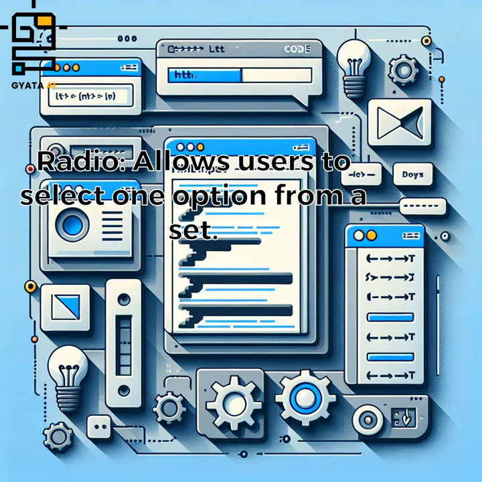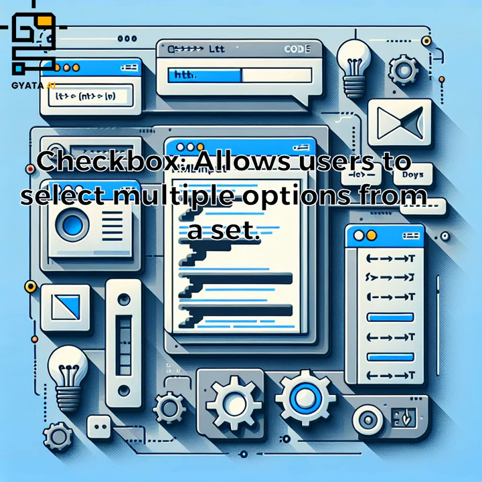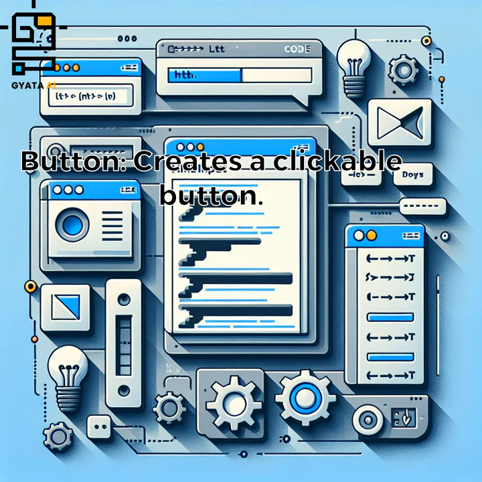Radio allows users to select one option from a set. Checkbox allows users to select multiple options from a set. Button creates a clickable button.